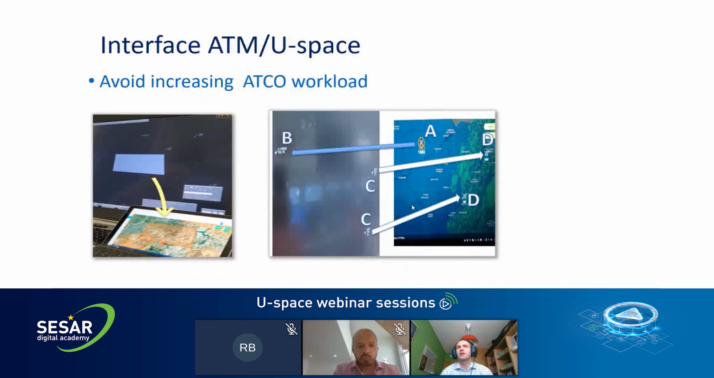And now let's see the last case we are going to present in this presentation. One of the main values of the project was the development of the interface between the USpace and the traffic control system in an area.